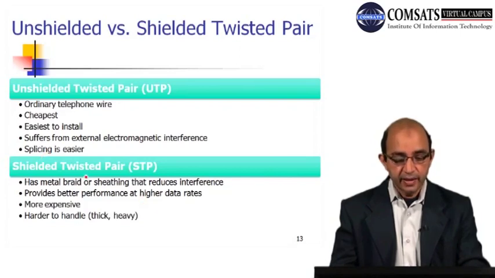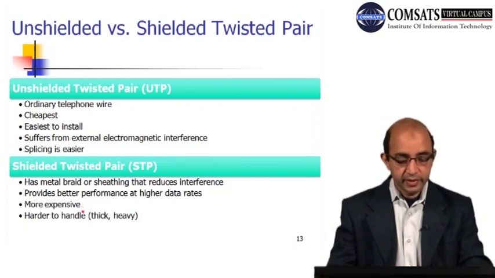On the other side, shielded twisted pair or STP has a metal braid or sheathing that reduces interference, right? And it can provide better performance, and it can transmit more data, higher data rates. It's more expensive, of course, and due to its thickness, it's difficult to handle.